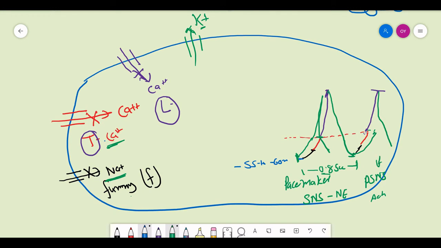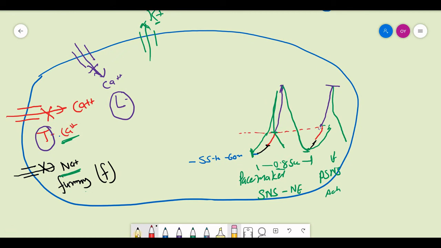So this is how the autonomic nervous system increases or decreases the heart rate. The sympathetic nervous system increases heart rate by making the pacemaker potential steeper, and the parasympathetic nervous system decreases heart rate by making the pacemaker potential flatter.